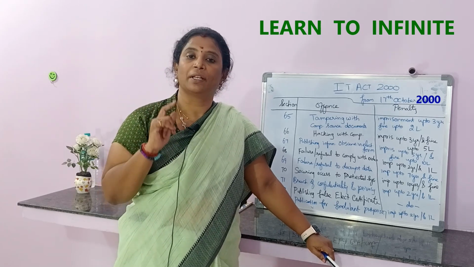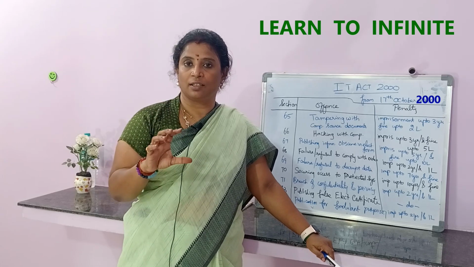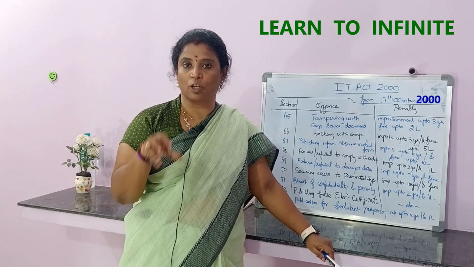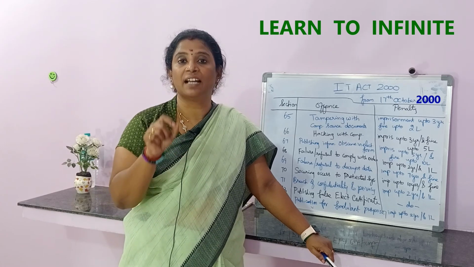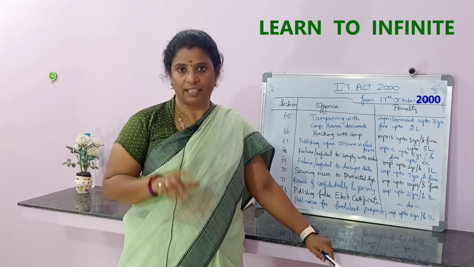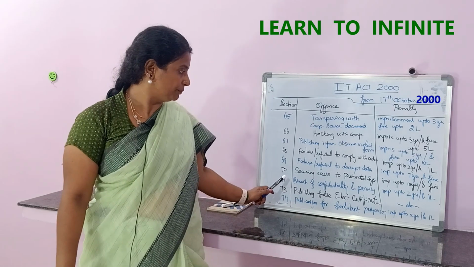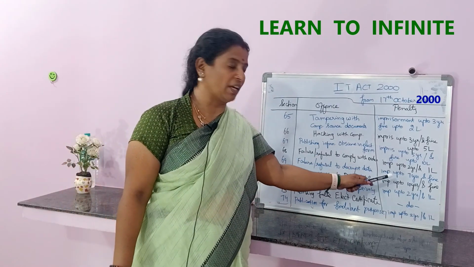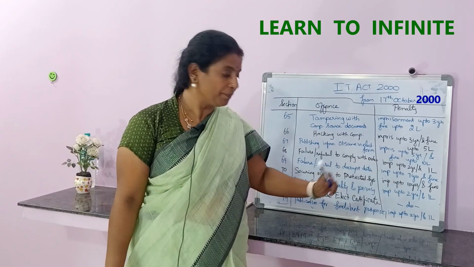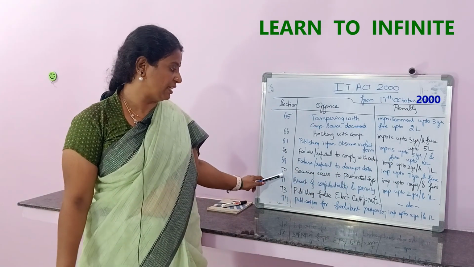Clear? Okay. So if the person, the public user or the private user, knows the decryption but is denying to decrypt the data, then he is punishable under section 69, and the punishment is imprisonment up to 7 years and fine. Clear? Okay.